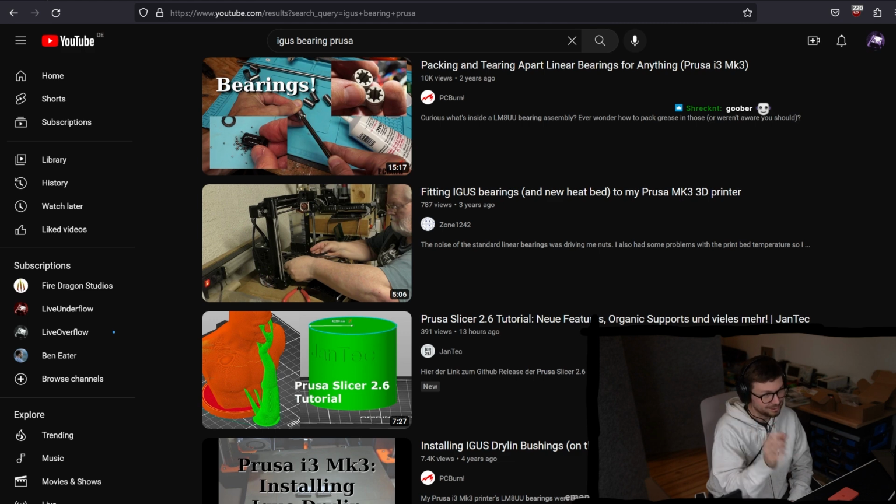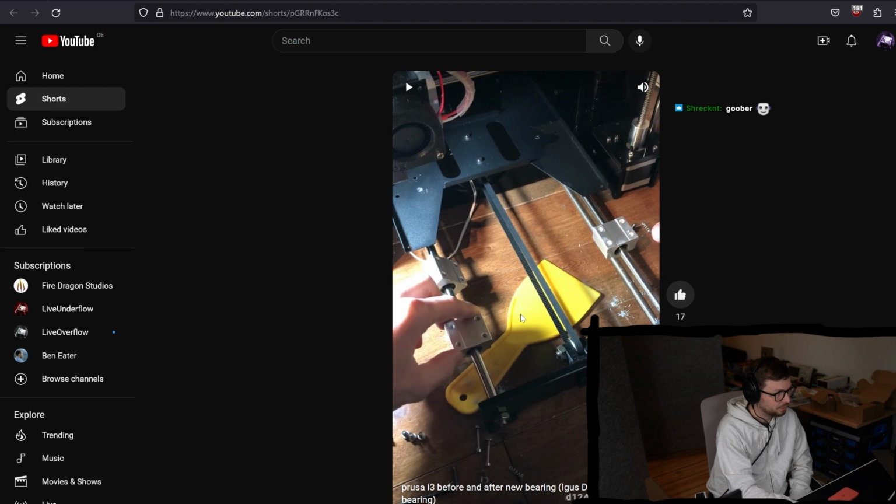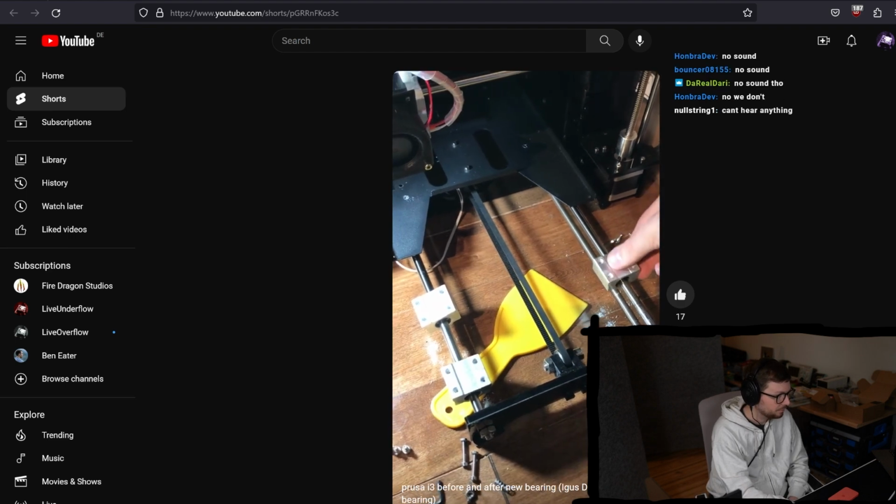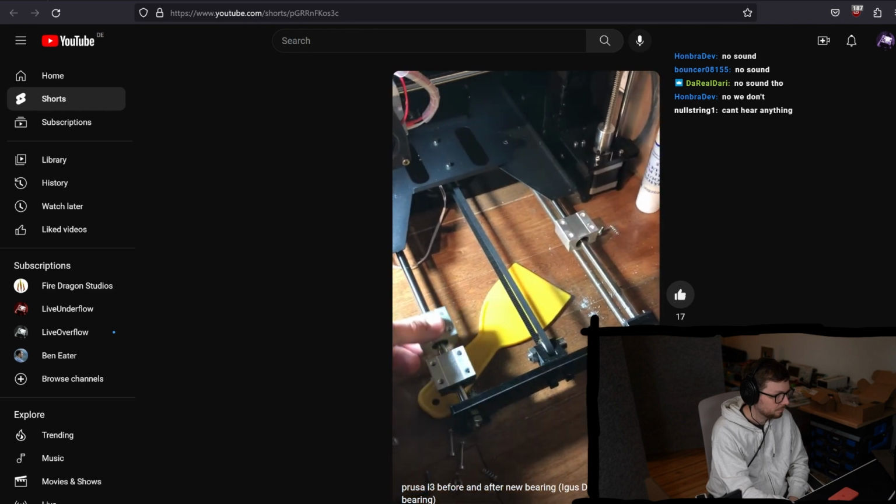Does that ring a bell? That, of course, immediately hooked me. So here is a short video showing you the different sound of the original bearing and these Igus plastic bearings. Before. Oh. After.